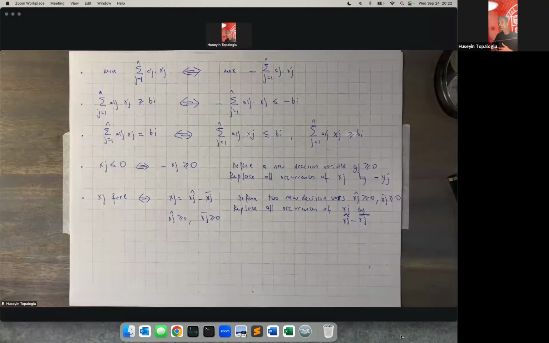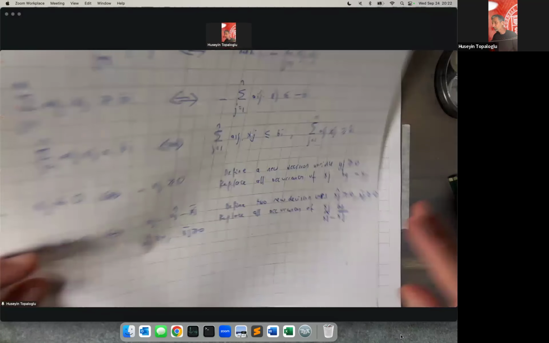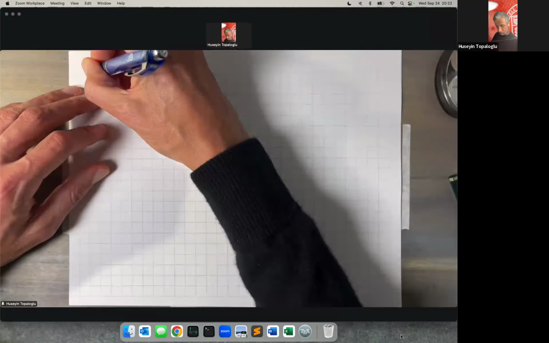Let's take an example where we take a linear program that is of more general form, with all kinds of different types of constraints and all kinds of different types of decision variables, and see how we can convert this linear program into the form where we're maximizing an objective function subject to all less than or equal to 0 constraints and all decision variables greater than or equal to 0. Let's see how this works. Here is my example linear program.